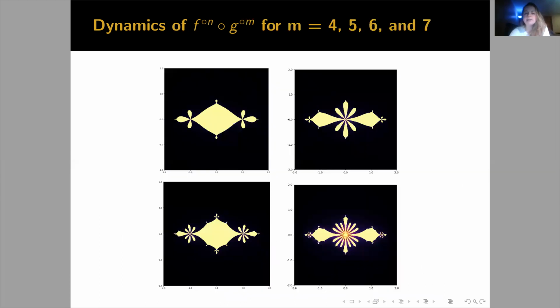Now below you can see the dynamics for the sequence f^n of G^m, where m equals 4, 5, 6, and 7. As you can see, it follows the pattern we noticed earlier. For the even iterates, we can see that around 1 and -1, the Fatou-Julia set gets pinched, but points around 0 are in the Fatou-Julia set. However, for odd iterates, we get the opposite.